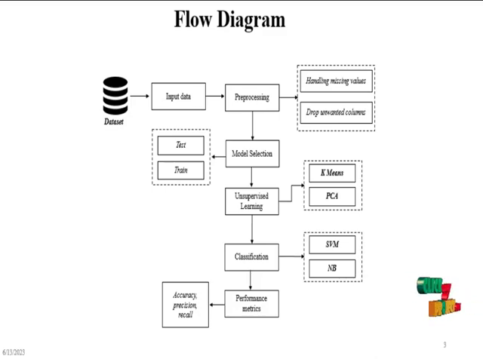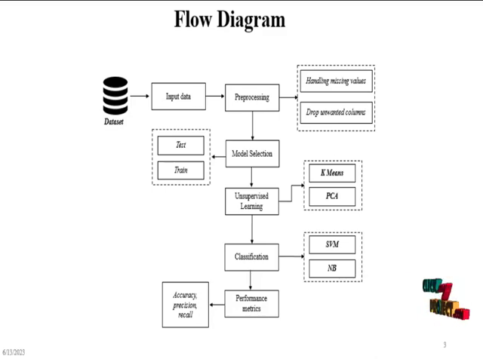Then it will apply into model selection. In model selection, before that we are going to choose the independent variable and dependent variable. Then we are going to split our dataset into training dataset and testing dataset. In that we have the separated datasets like train dataset and test dataset. So we need to apply the pre-processing for the training and testing dataset.